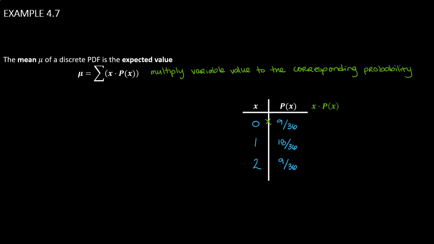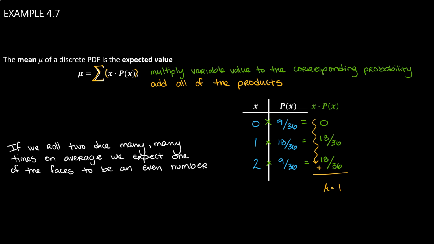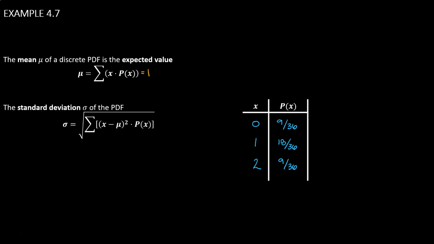So the variable value 0 times its probability, 9 out of 36, gives us a 0. And we repeat this for the x value 1 and the x value 2. Now that we have these products, we can add them together. That sum is our expected value. We use mu to denote the expected value, or the mean, so we have mu equals 1 for this experiment. If we roll 2 dice many, many times, on average, we expect one of the faces to be an even number.